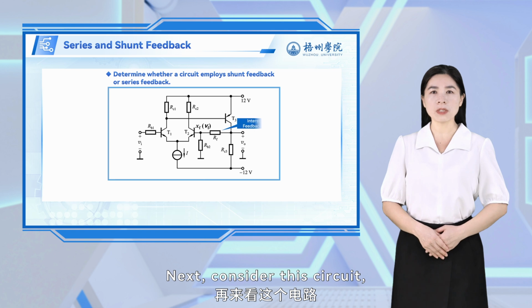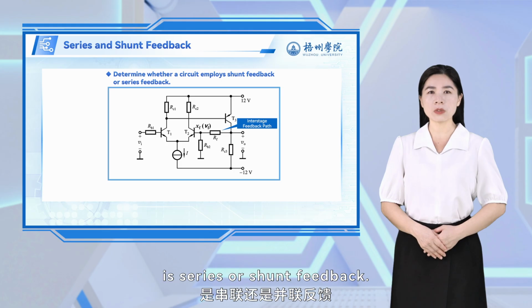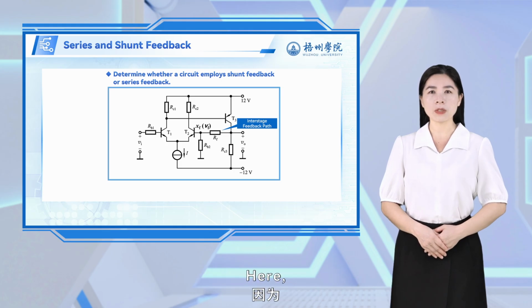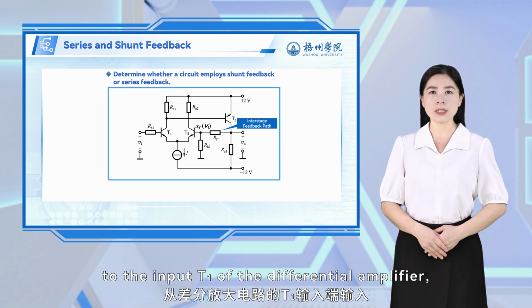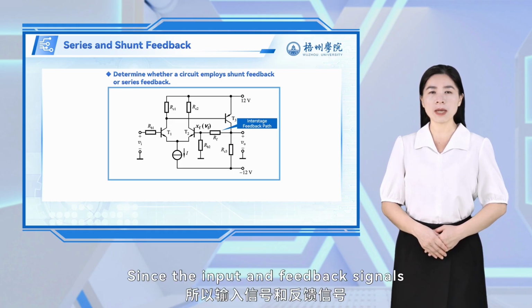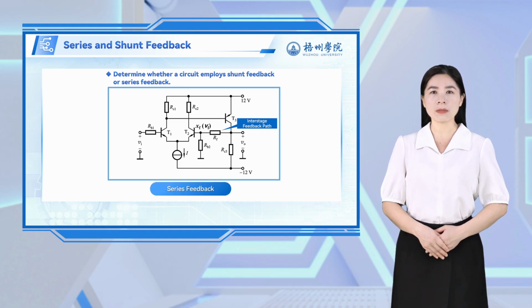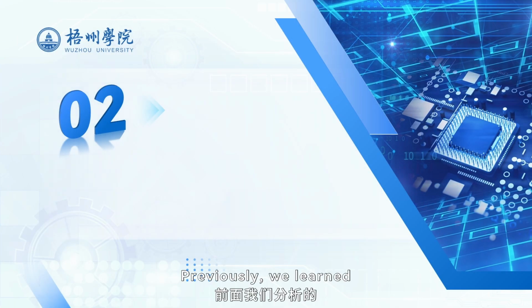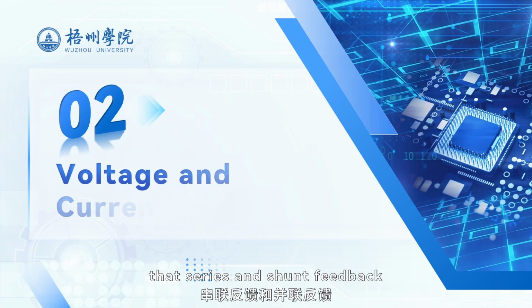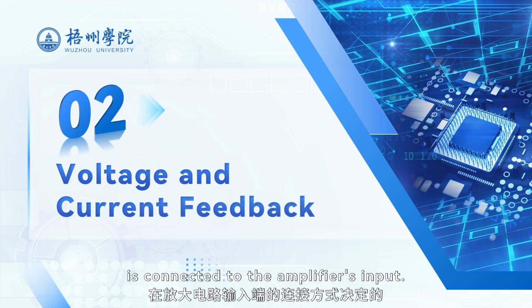Next, consider this circuit, where we also analyze whether the interstage feedback is series or shunt feedback. Here, the input signal is applied to the input T1 of the differential amplifier, while the feedback signal is fed back to a different input T2. Since the input and feedback signals connect to different terminals, this is series feedback. Previously, we learned that series and shunt feedback are determined by how the feedback network is connected to the amplifier's input.